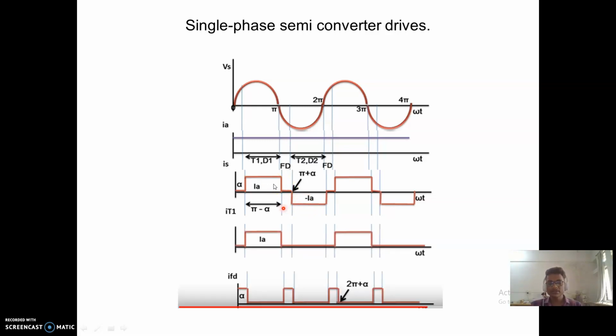This is the freewheeling diode current. We know, when the switch is on, the freewheeling current is low, and when the switch is off, the freewheeling current is high.